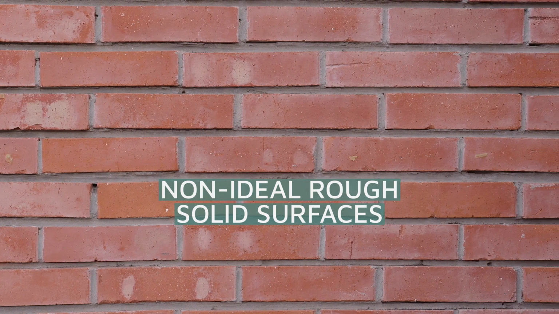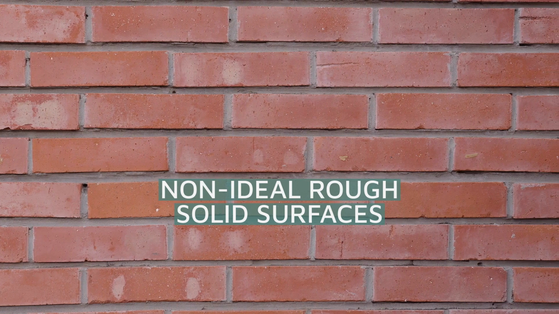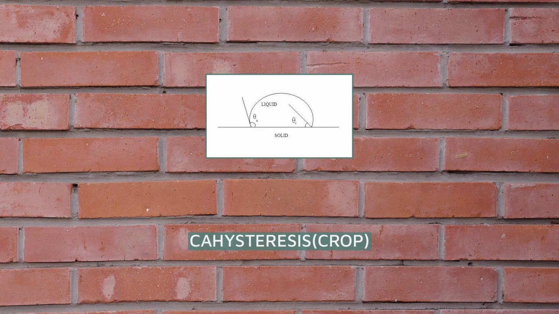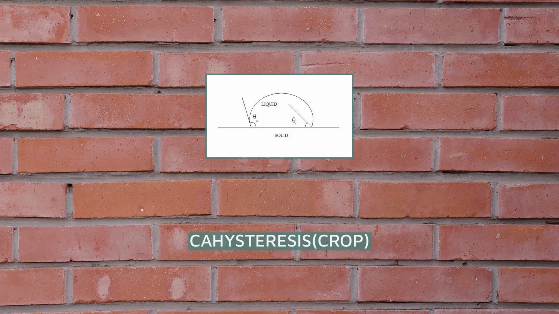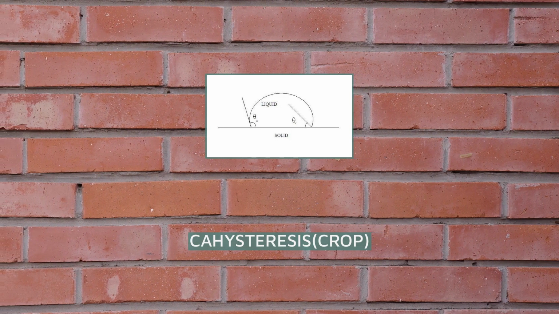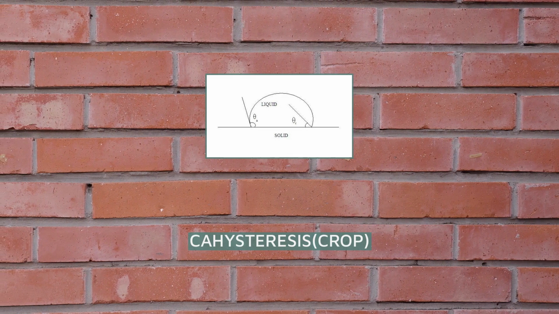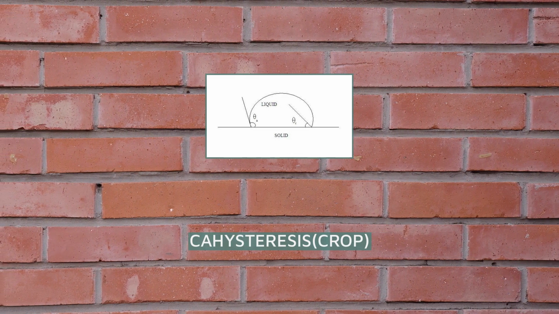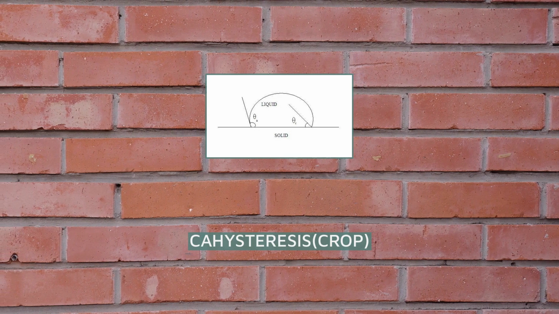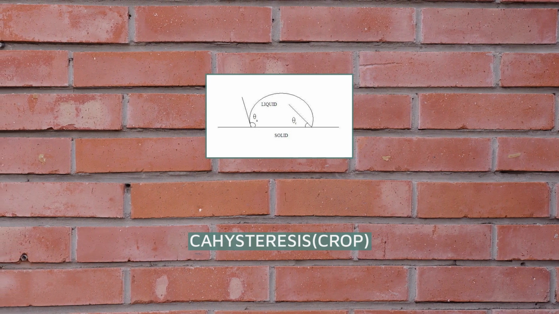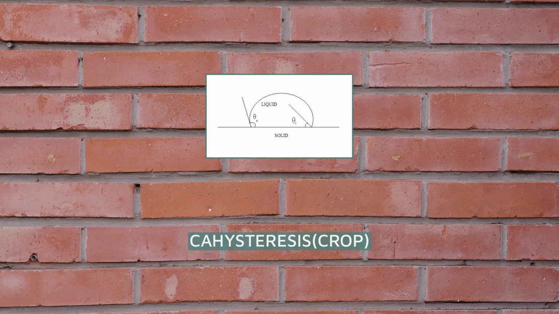Such deviations from ideality result in a phenomenon called contact angle hysteresis, which is defined as the difference between the advancing theta_a and receding theta_r contact angles. H equals theta_a minus theta_r. When the contact angle is between the advancing and receding cases, the contact line is considered to be pinned and hysteretic behavior can be observed, namely contact angle hysteresis.